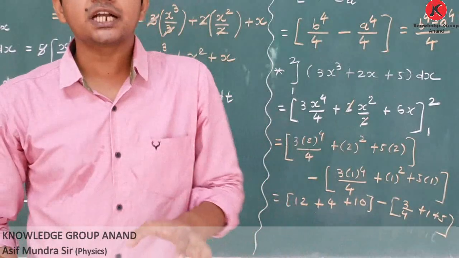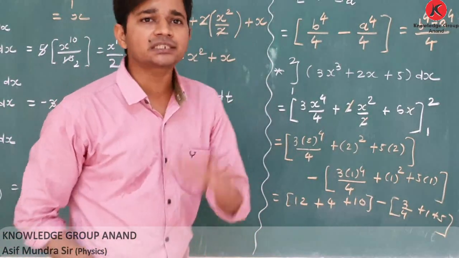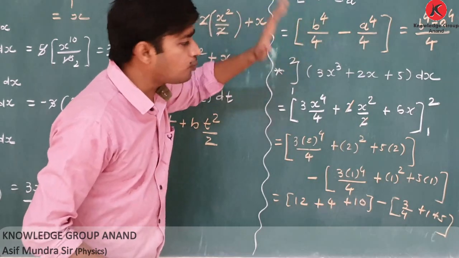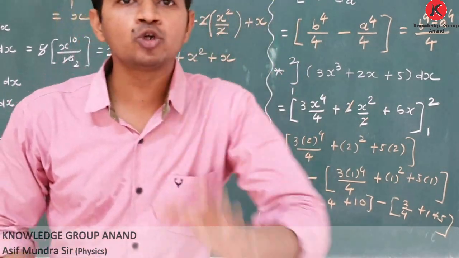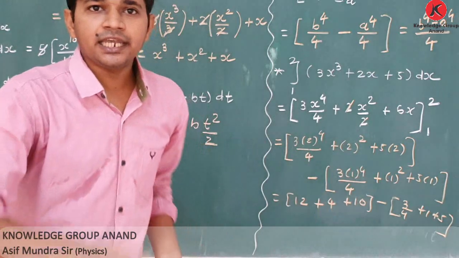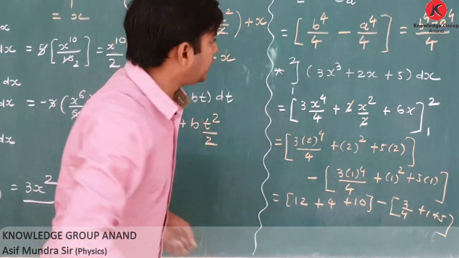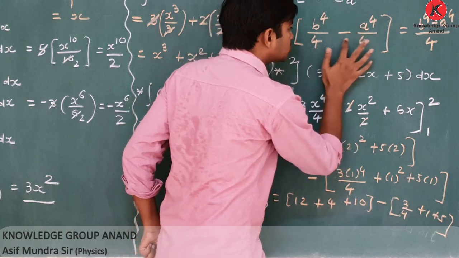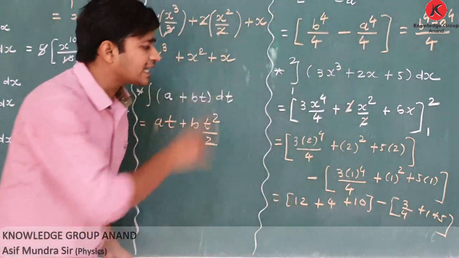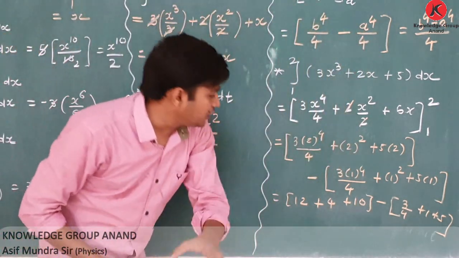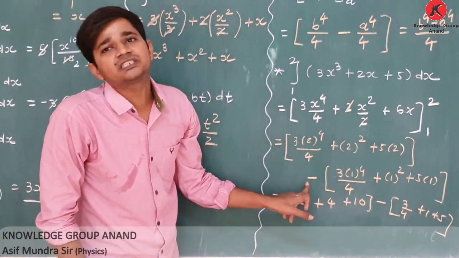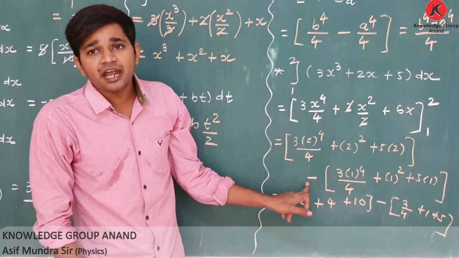What you have to study, what you have to practice: how to integrate and how to put limits. See, one care you have to take. Between upper limit and lower limit, there is a negative sign. So whenever you put lower limit, take care of this negative sign.